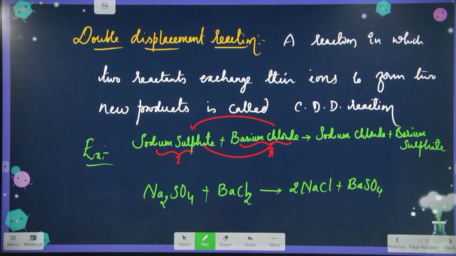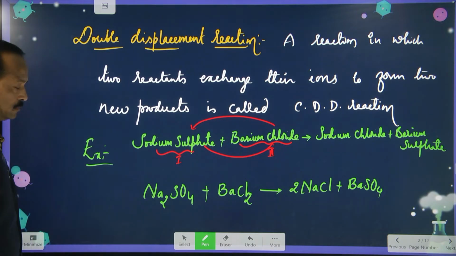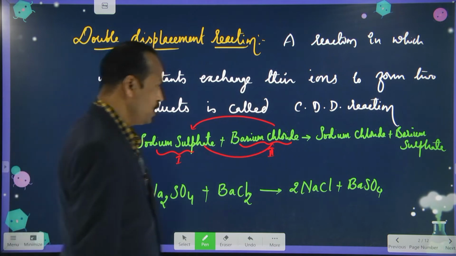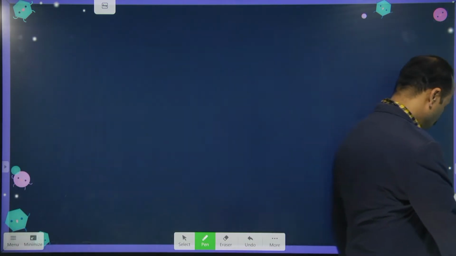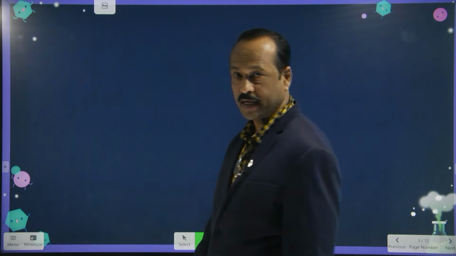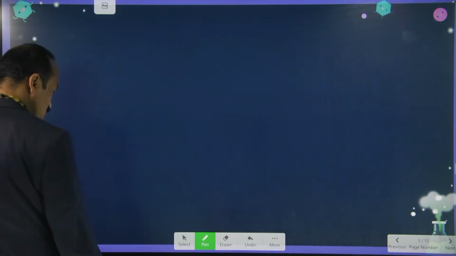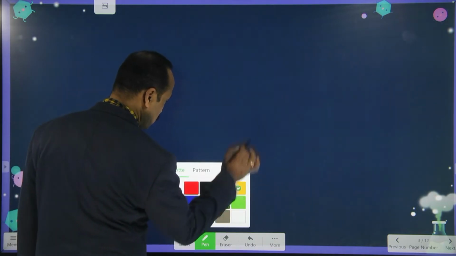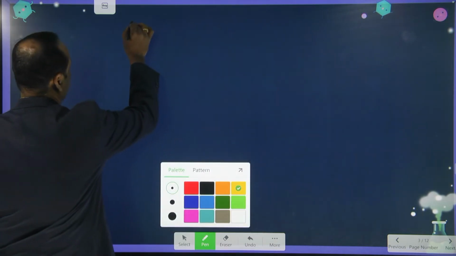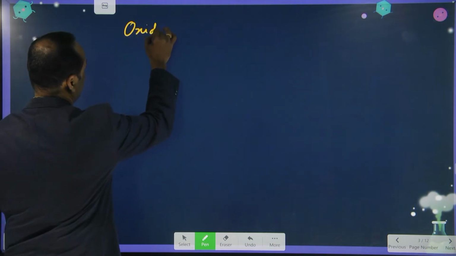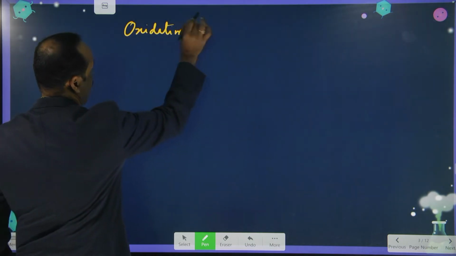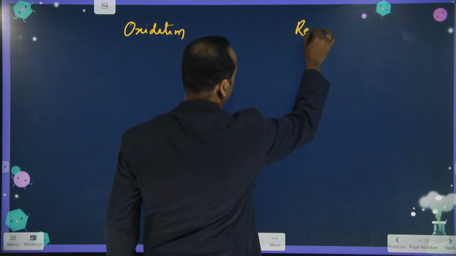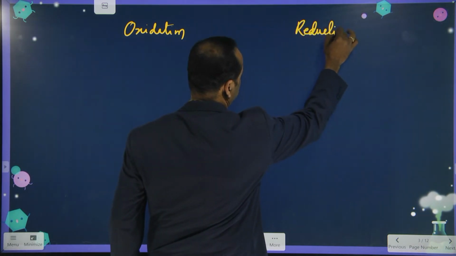Examples. Done. Now with this, four types of reactions are done. Now we are going to one more type of reaction, called oxidation and reduction reactions. Oxidation and reduction. Write them like this so that you can understand very easily.